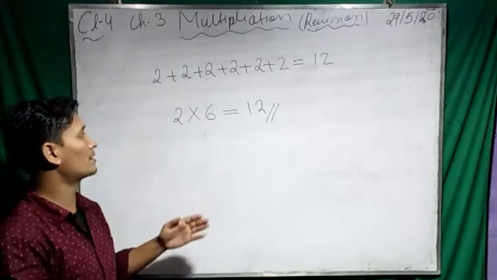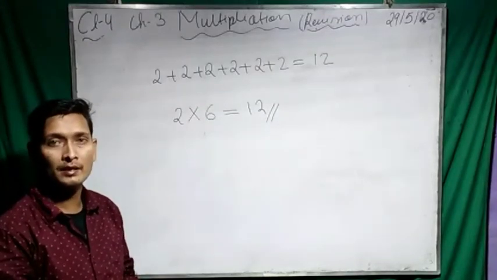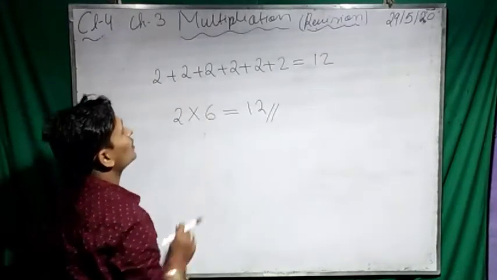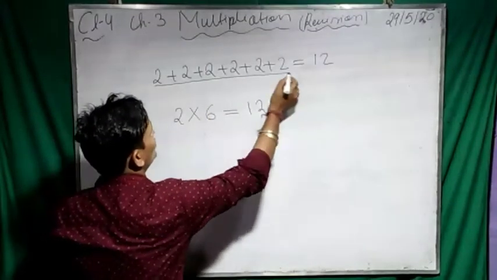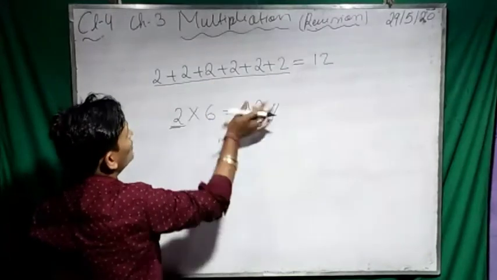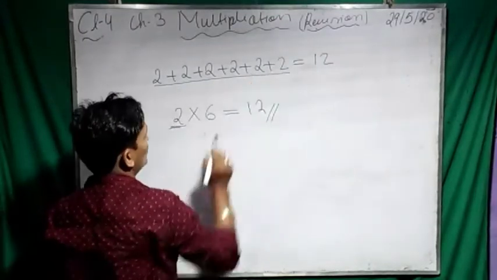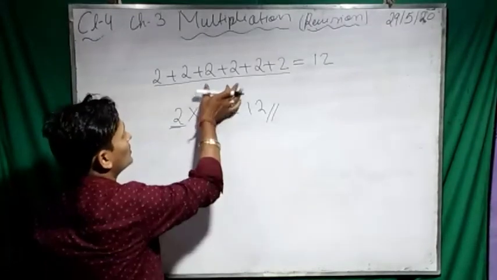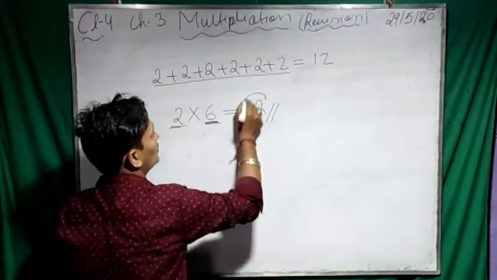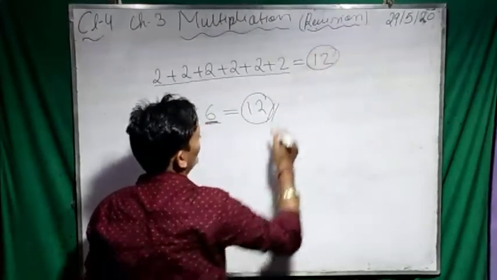So the short method to get the same answer is by multiplying the two numbers. All these are 2. Yes or no? How many 2s are there? 1, 2, 3, 4, 5, 6, six 2s are there. So we will take 6 here because 6 2s are there. So 6 2s are 12. So here the answer is 12 and here also the answer is 12.